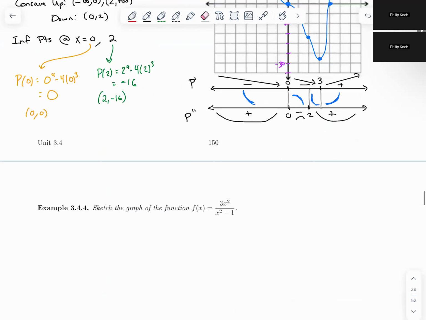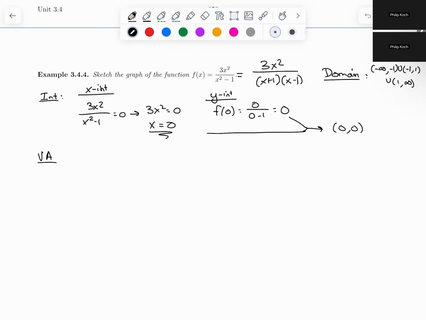Another thing that we want to find are asymptotes, if the function has any. Polynomials don't have asymptotes, but rational functions do. They have vertical asymptotes wherever the denominator equals 0. So VAs where the denominator equals 0. So x plus 1 times x minus 1 equals 0, which gives me vertical asymptotes at x equals negative 1 and positive 1.